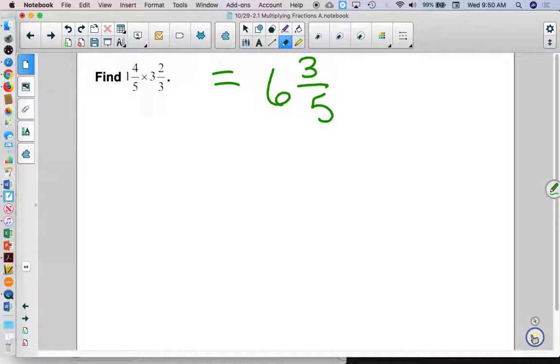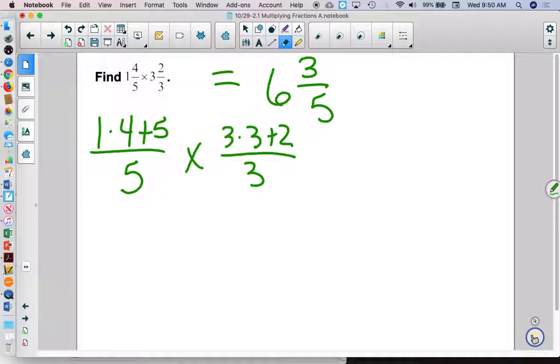I got some kiddos that need some help. I need to turn it into improper. Step 1. I have 1 times 4 plus 5 over 5, and that's going to be times 3 times 3 plus 2 over 3. What's 1 times 4? 4 plus 5 is? 3 times 3 is 9 plus 2 is 11. Okay, so that's my mixed numbers into improper.